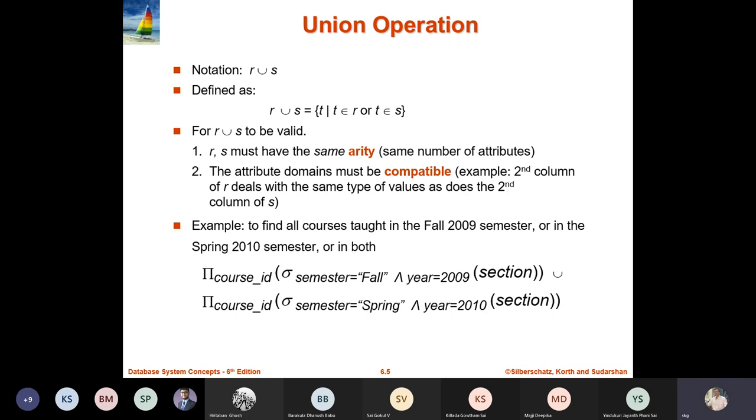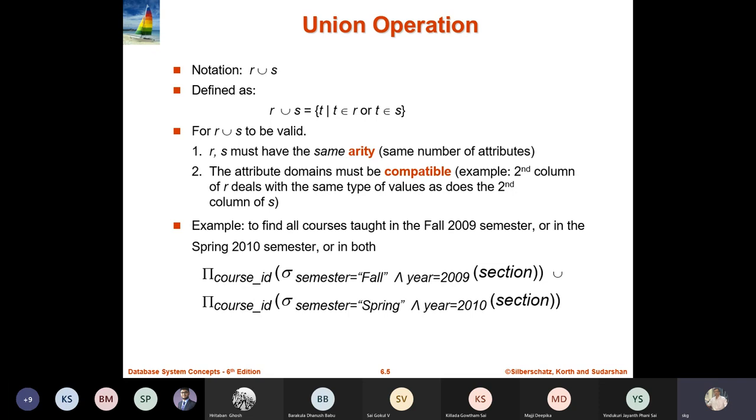Another important operator is the union. It is defined as R union S, those tuples t where t belongs to R or t belongs to S, right? For R union S to be valid, R and S must be of the same arity, or the same number of attributes, and also the attribute domains must be compatible, so that the domain of one should be compatible with the domain of the other one.